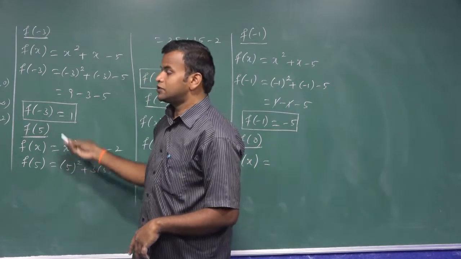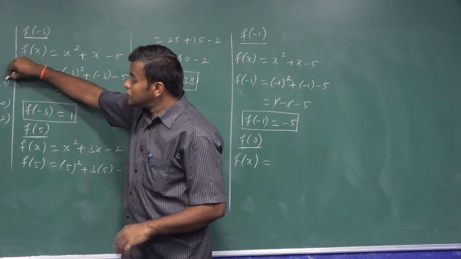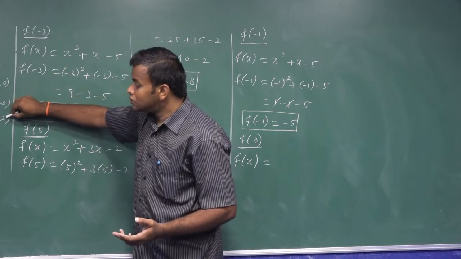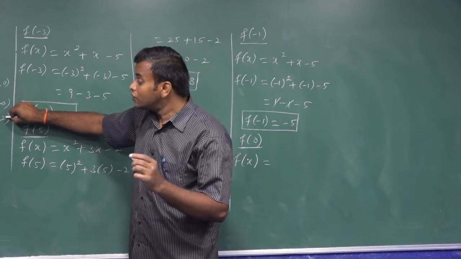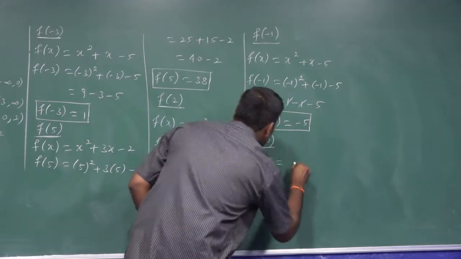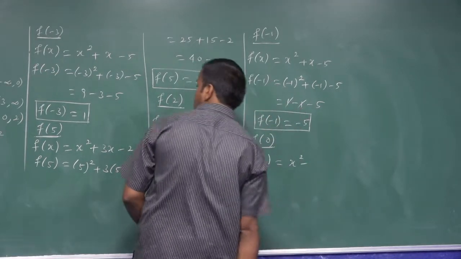Now we go to the sums. In this interval, 0 is not included. Here also 0 is not included. Here also 0 is not included. So 0 is included otherwise, so x square minus 3.